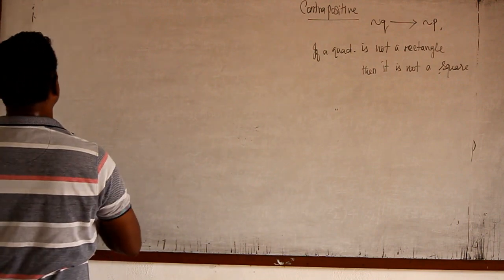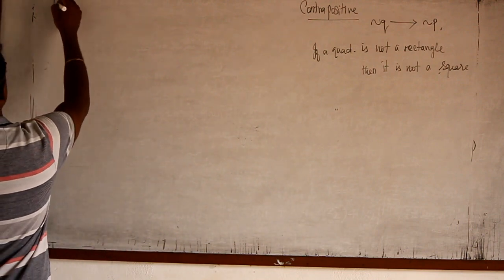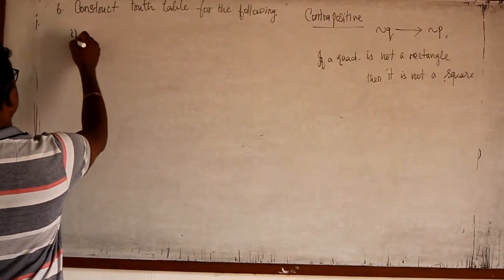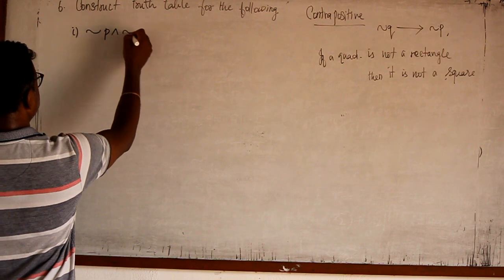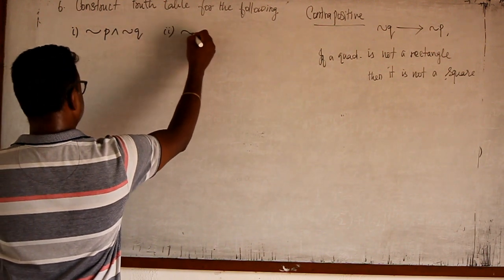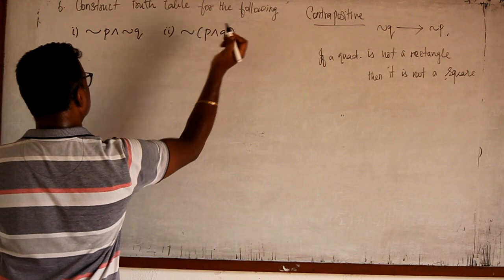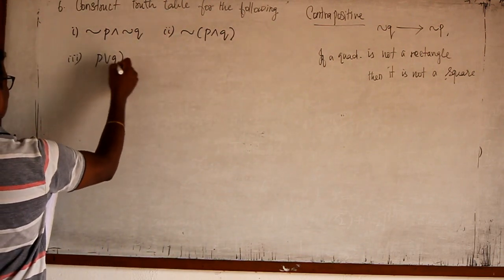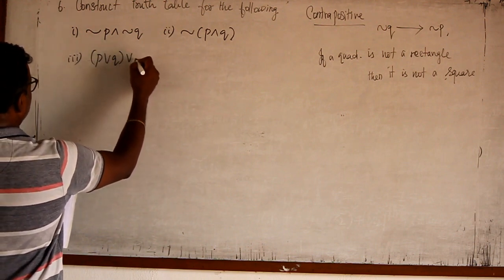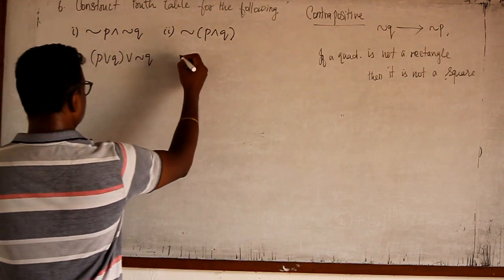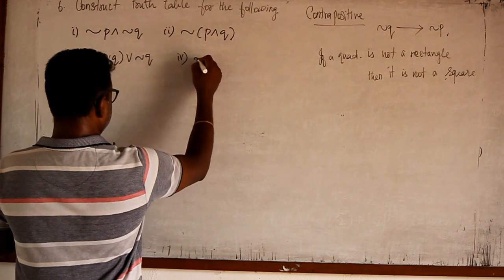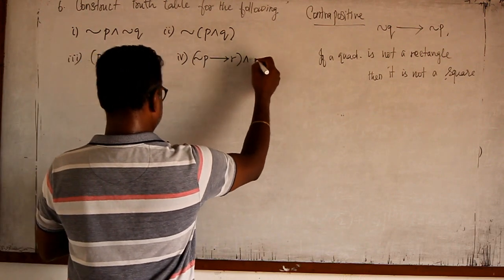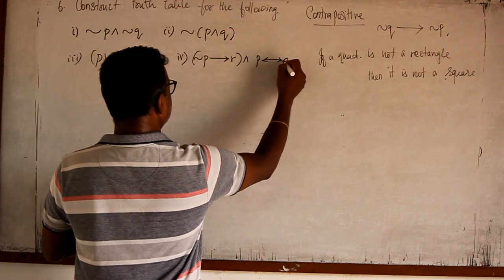We are going to construct truth tables. Sixth problem: construct the truth table for the following. First question, negation of P and negation of Q. Second question, negation of P and Q. We shall call it cap itself. Third one, P or Q, or negation of Q. Then fourth one, negation of P or R, and P if and only if Q.